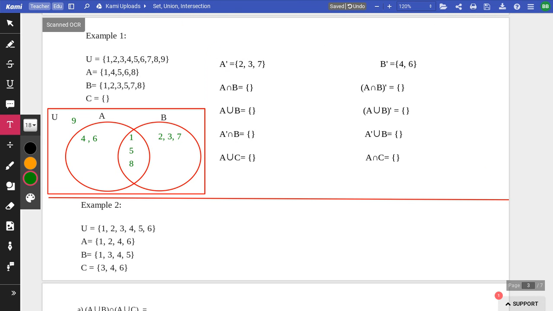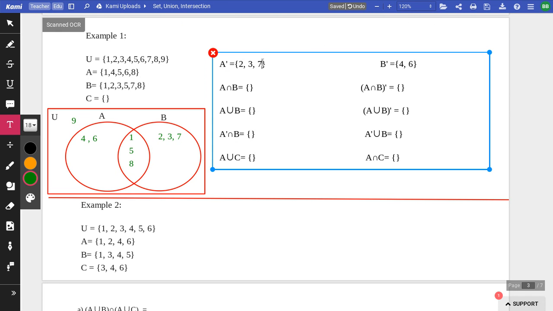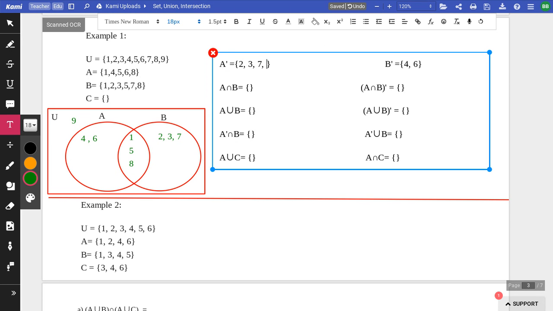So we know 2, 3, 7 is not in A, but is there another number that might be in the universe that's not in A? Yes, 9. Let's also think about what's not in B. Correct. 9 is also not in B.